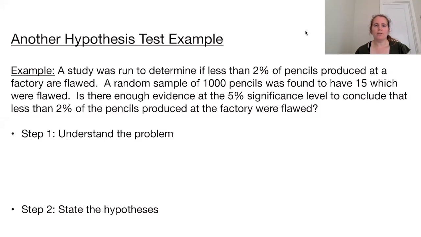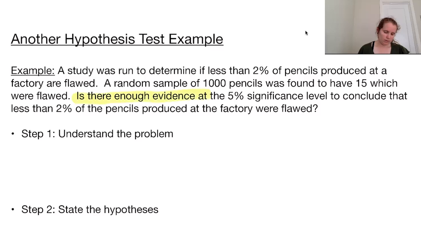So in this example, a study was run to determine if less than 2% of pencils produced at a factory are flawed. A random sample of 1,000 pencils was found to have 15 which were flawed. Is there enough evidence at the 5% significance level to conclude that less than 2% of the pencils produced at the factory were flawed? So as usual, we need to first understand the question.